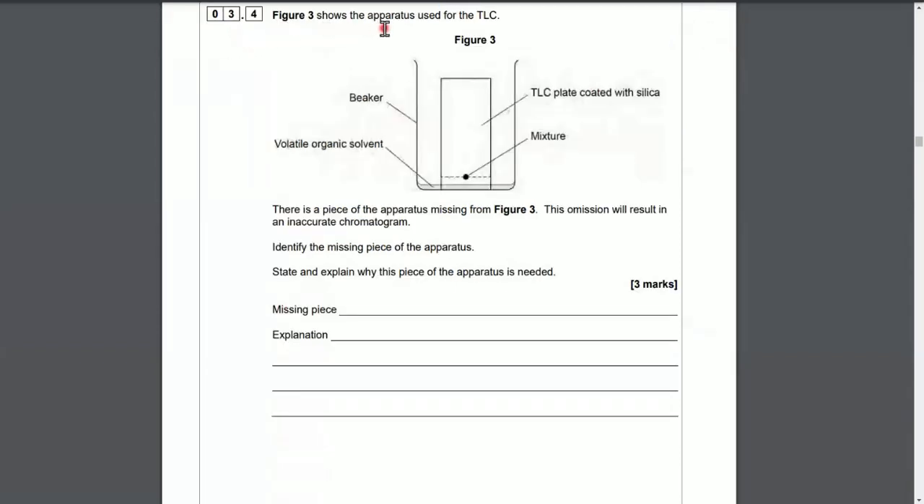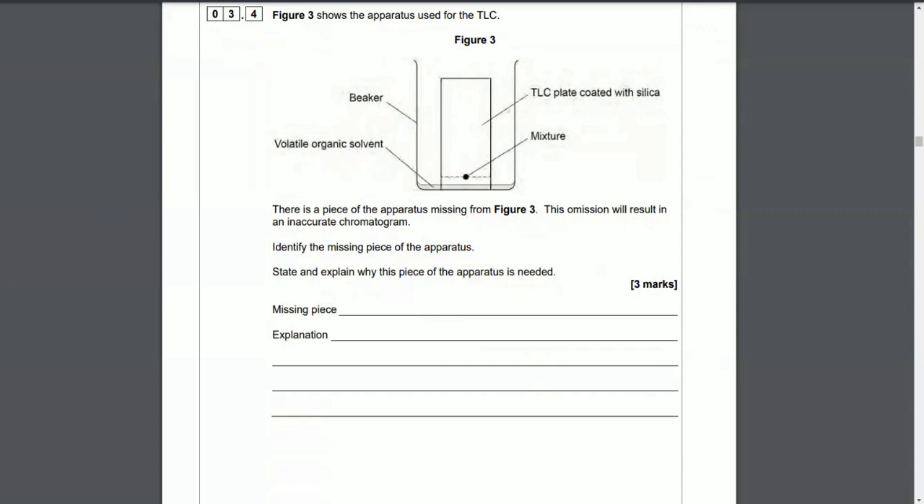3.4, figure 3 shows the apparatus used for the TLC. We've got a beaker, we've got a volatile organic solvent, we've got a TLC plate coated with silica, and we've got a mixture on the TLC plate. There is a piece of the apparatus missing from figure 3. The omission will result in an inaccurate chromatogram. Identify the missing piece of the apparatus, state and explain why this piece of the apparatus is needed.